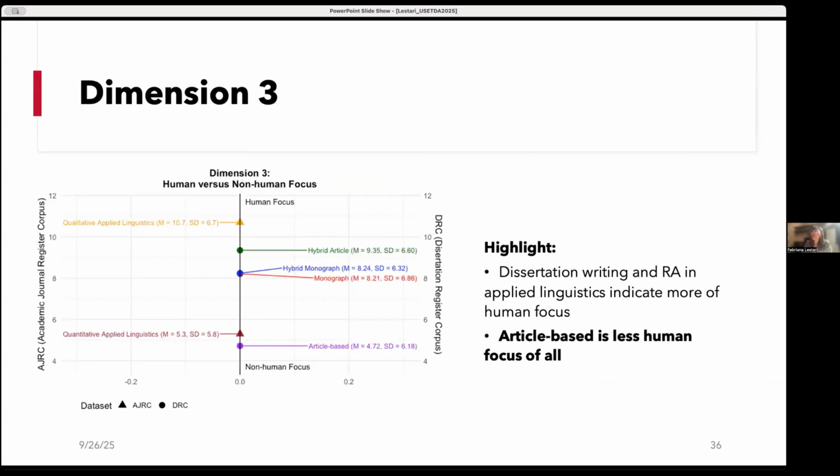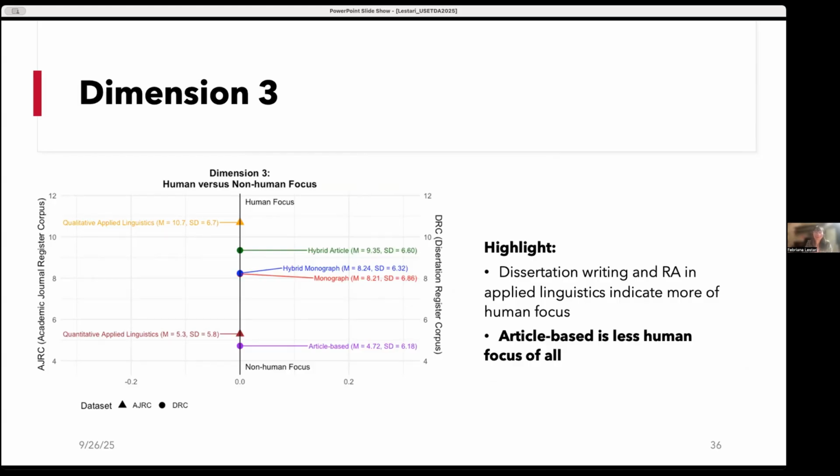Now, dimension 3 is human focus versus non-human focus. For the human focus, if you look at the results over here, all of the dimension scores are positive. So this highlights that the focus of research in applied linguistics is mostly about humans.